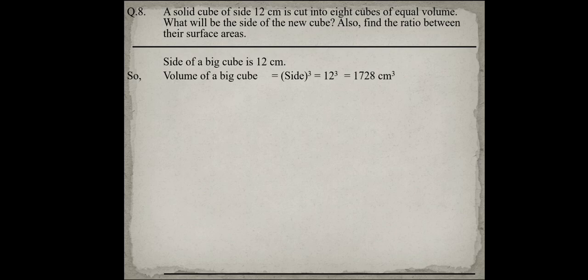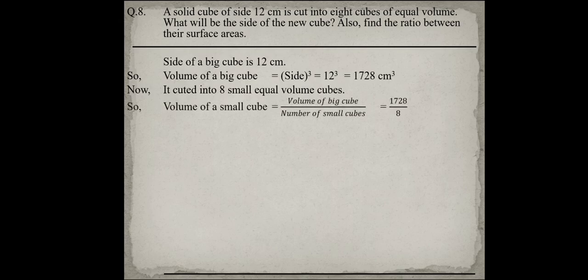Now it is cut into 8 equal volume cubes. So divide the volume of the big cube by 8, and you will find the volume of a small, or you can say new, cube. So it is cut into 8 small cubes. Volume of big cube upon number of small cubes equals 1728 upon 8, that is equal to 216 centimeter cube. It means this is the volume of a small cube.